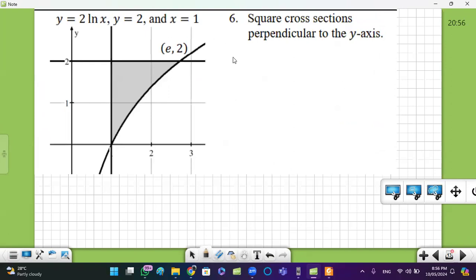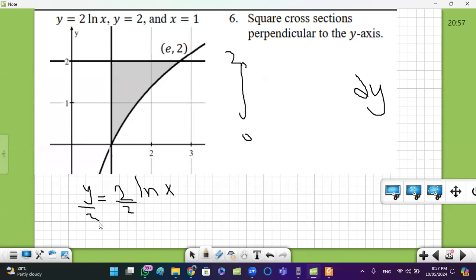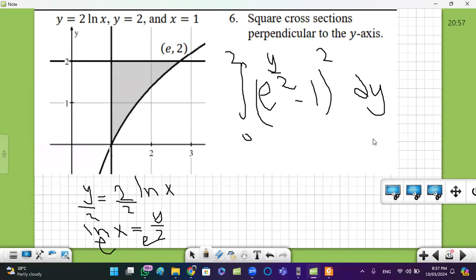Now we will set up the integral for y from 0 to 2. Now, if I put dy and x2 minus x1, how do I find x? We have y equal 2 ln x. Divide by 2, so I get ln x equal y over 2. Put e, so x equals e to the power y over 2. Correct? And the other one, minus what? Minus 1.